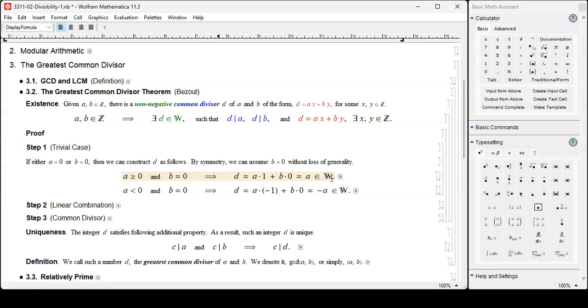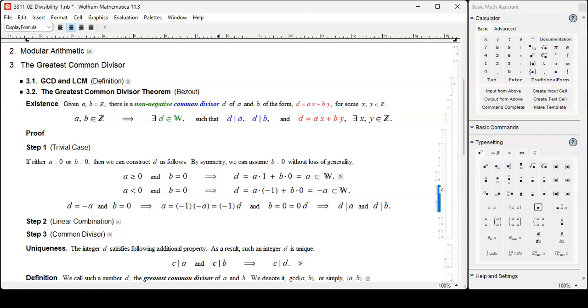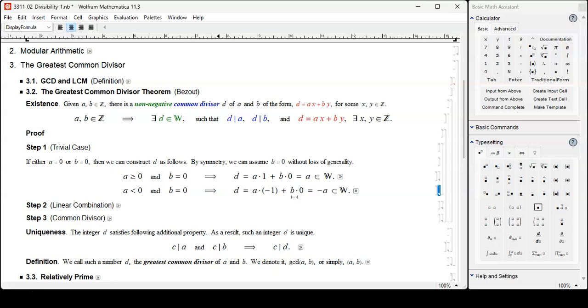Now what if a is negative? Then we can devise this linear combination, a times negative 1 plus b times 0, and because a is negative, we end up with negative a, which is a positive number. So that's a whole number, and we can easily prove that this divides a and divides b, so it's a common divisor as well. And as for the linear combination, it's right here. Of course, we can do the same thing when a is 0 and b is non-zero. So that concludes the trivial case.